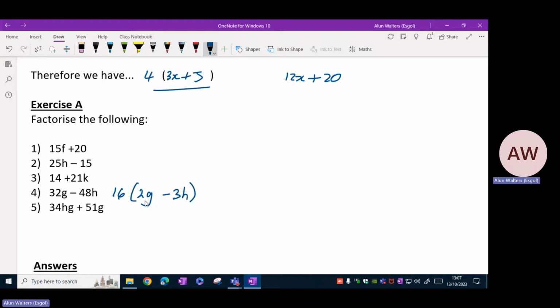So if I was to multiply that out, 16 times 2g is 32g. 16 times negative 3h is negative 48h. Okay, I'll show you the answers.